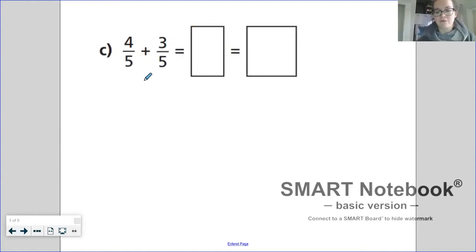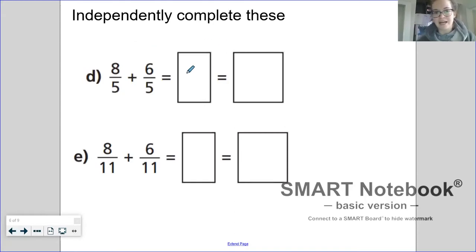Ooh, 4/5 add 3/5 again. They're the same, Mrs. Wild. I think Mrs. Wild must have been tired when she did this one. So let's have a look at this one. 8/5 add 6/5. Well, I know my fifths are staying the same. And I'm adding 8 and 6. What is 8 add 6? Come on, 14. Well done.